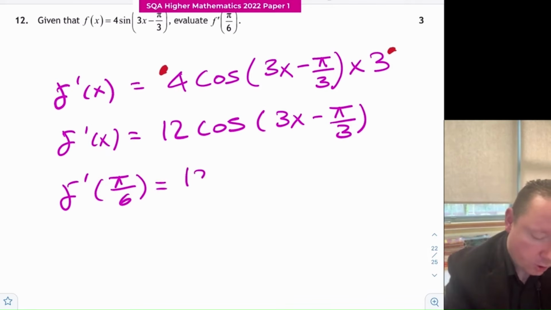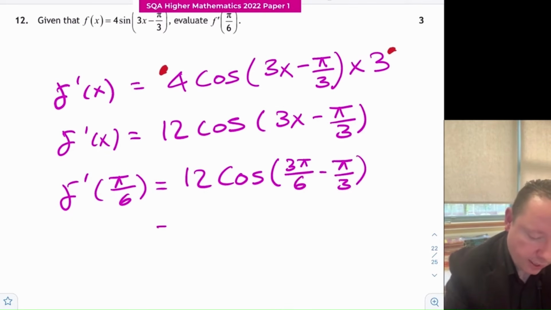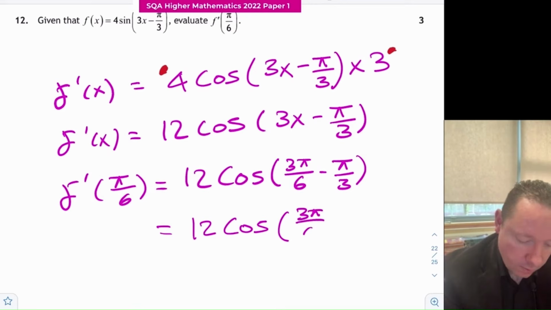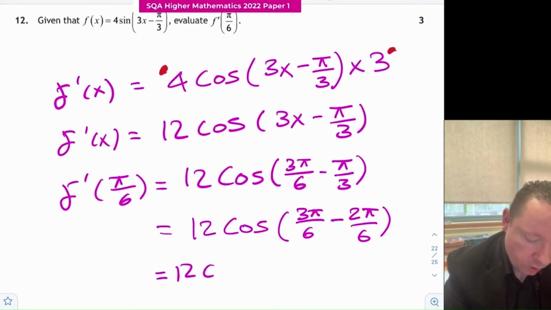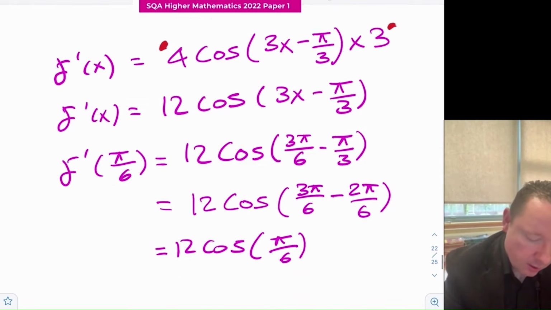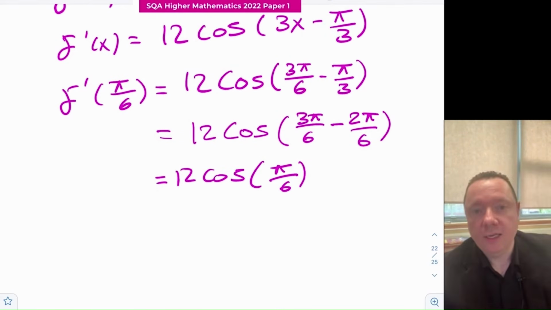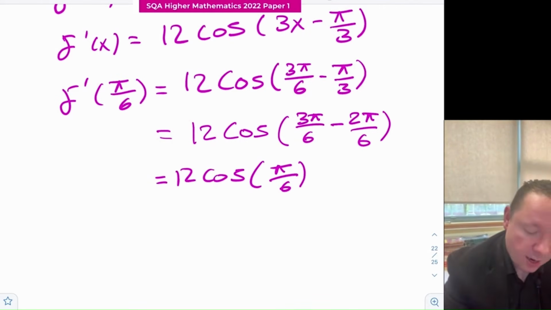But I'll substitute it in first. 12 cos 3 pi over 6 minus pi over 3. We need to tidy that up. So that's 12 cos 3 pi over 6 minus 2 pi over 6, which is 12 cos, 3 minus 2 is 1, so it's just pi over 6. Pi over 6, if you prefer to think in degrees, is 180 divided by 6, which is 30 degrees. So it's 12 cos of 30.